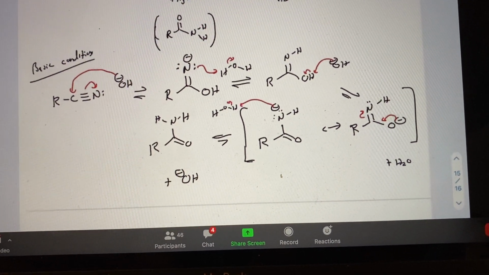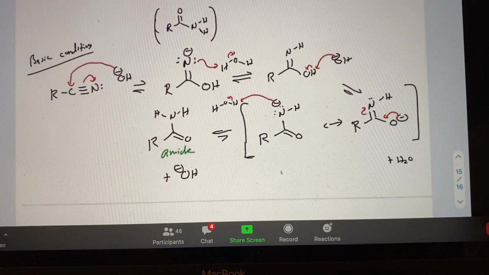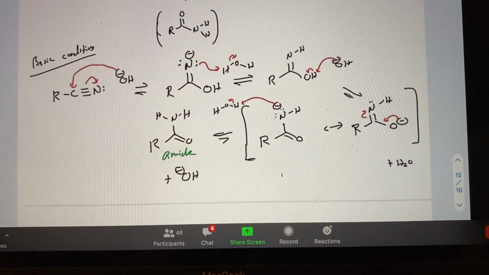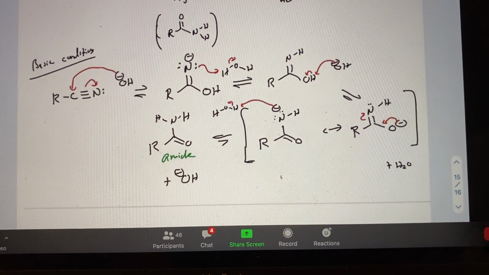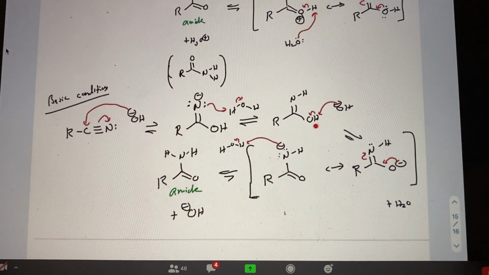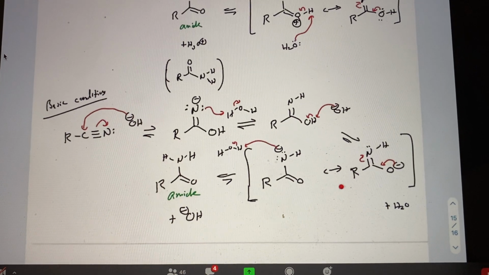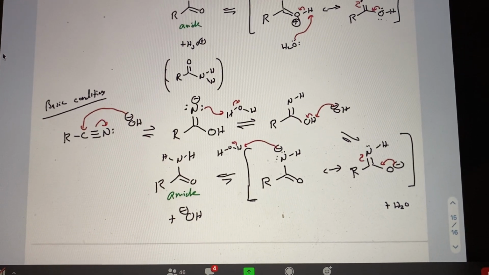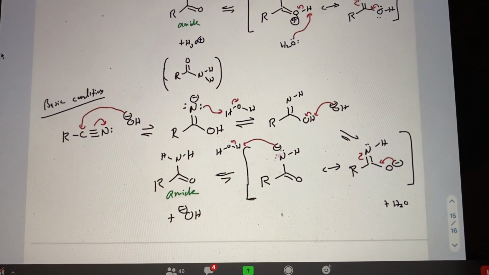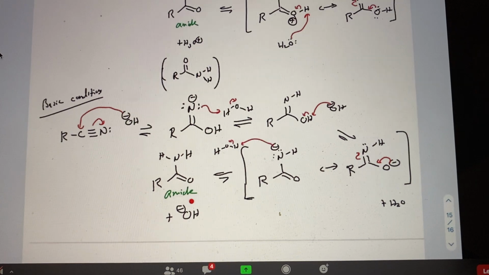And just like under the acidic conditions, now what we've formed again is an amide. So we've taken our nitrile, hydroxide attacks, we protonate the intermediate, and deprotonate the hydroxyl group that was added, which forms this resonance hybrid that we saw here, which shows that this negative charge doesn't sit right on the oxygen, but can also reside on the nitrogen, which will get readily protonated. And now we have our amide.